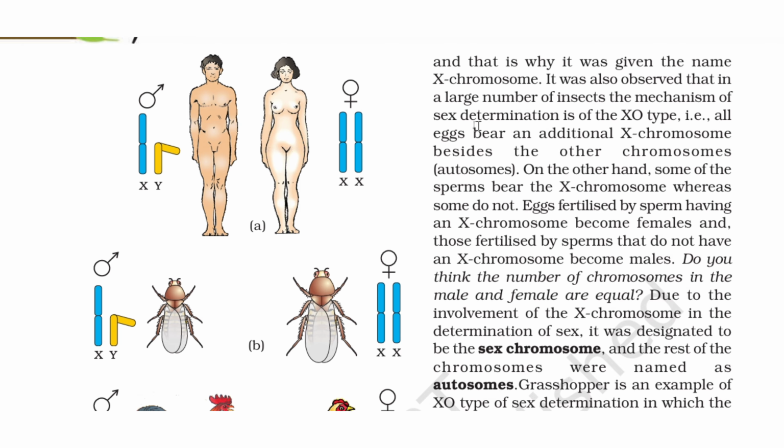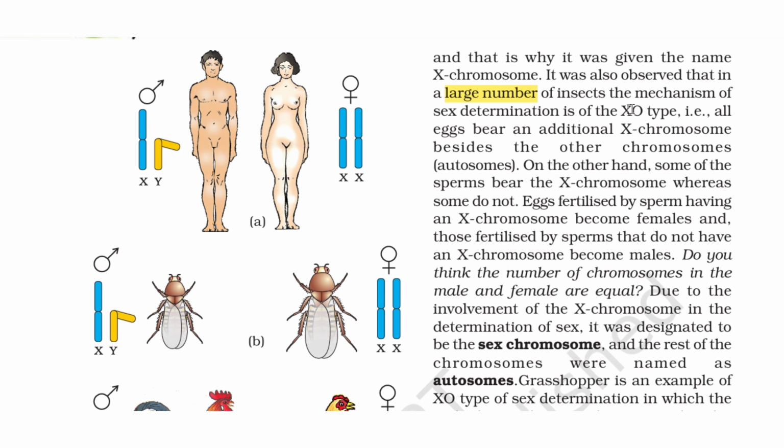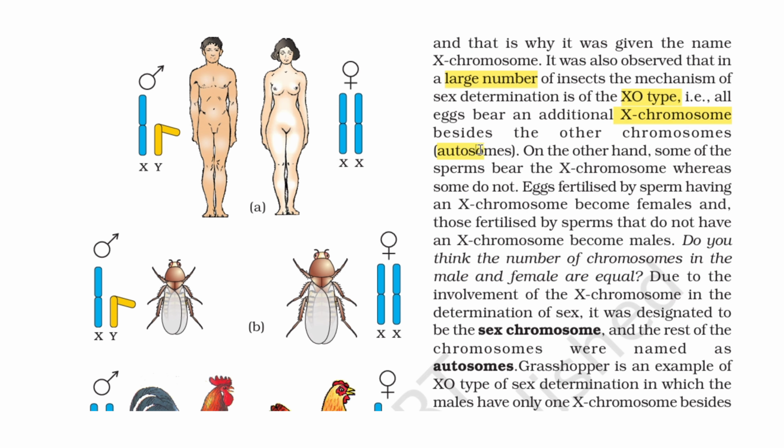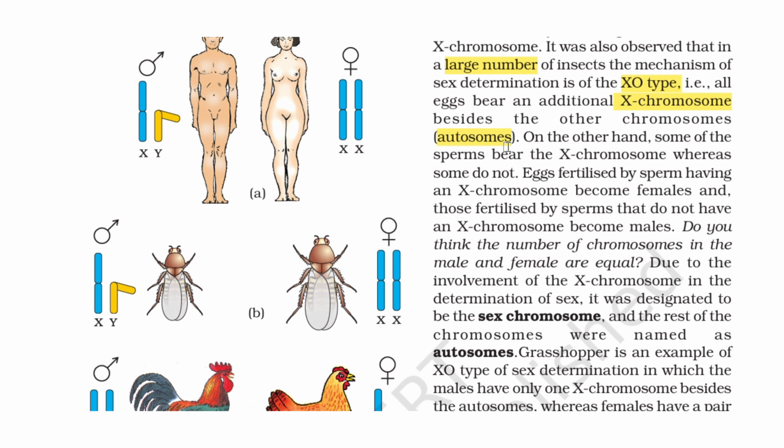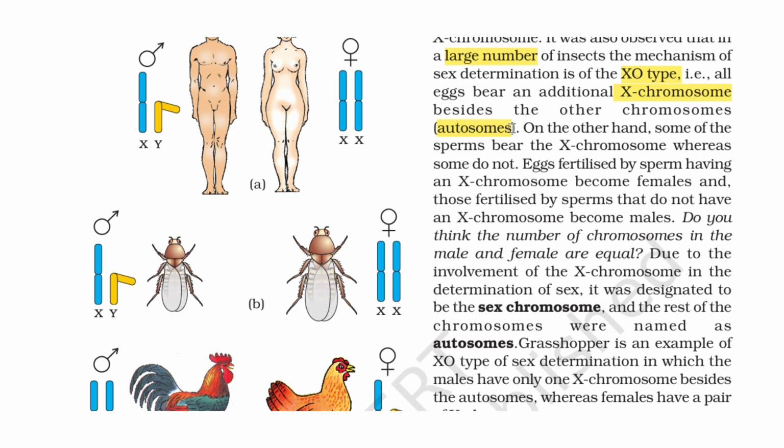It was also observed that in a large number of insects the mechanism of sex determination is of the XO type, i.e., all eggs bear an additional X chromosome, besides the other chromosomes, the autosomes. On the other hand, some of the sperms bear the X chromosome, whereas some do not.